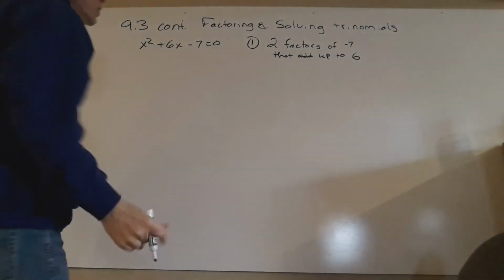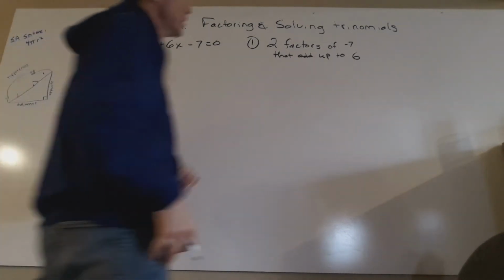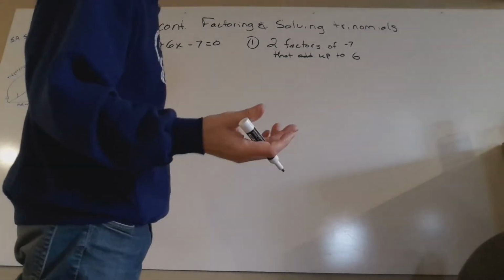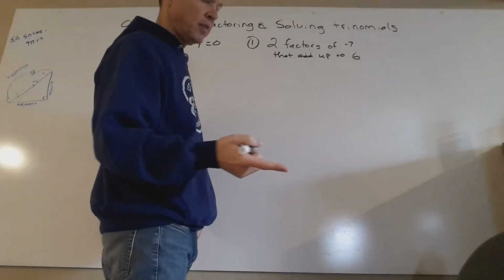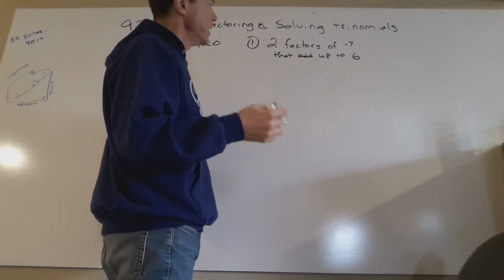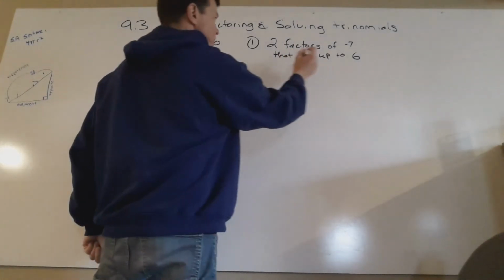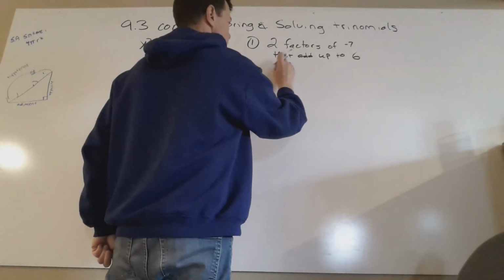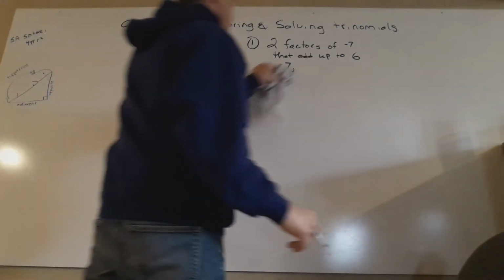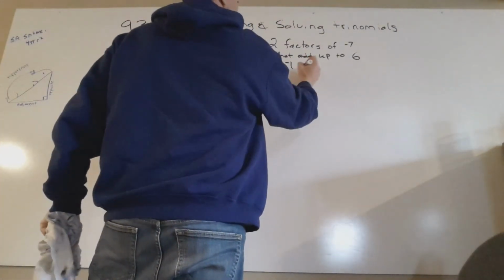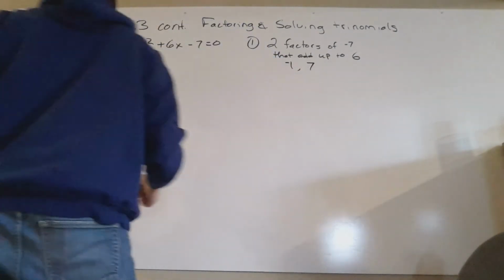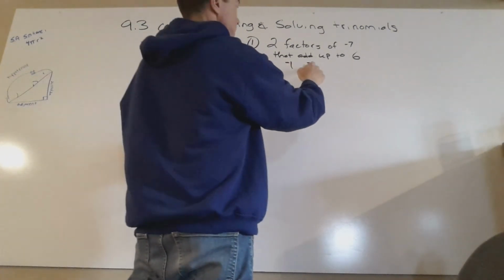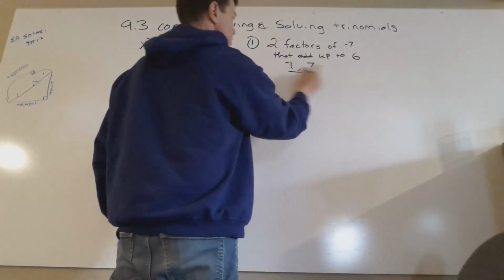All right, so if you have two factors and the product is negative, one of your factors has got to be a negative. And so the only factors of -7 are going to be 1 and 7, so it's either a positive 1 and a -7, or a -1 and a positive 7. You can figure out it's got to be a negative 1 with a positive 7. -1 times 7 is -7, and -1 plus 7 is positive 6. Those are your two factors.